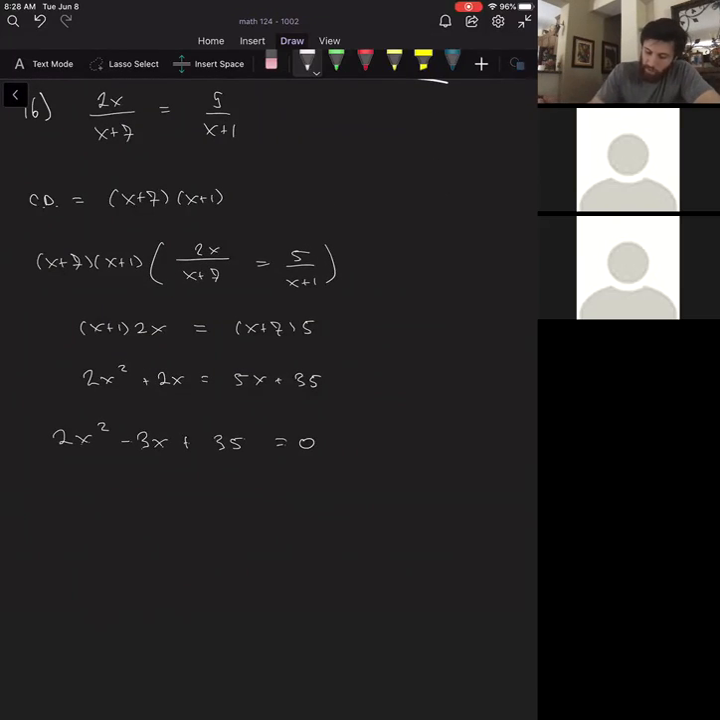So we could use the AC method. What we need to do is multiply our A and our C together. So 2 times 35, which is 70. So 70. And now what are the numbers that multiply up to 70 but add up to minus 3? So let's see, it's not going to be 25 and 3. Oh no, sorry. Let's see.